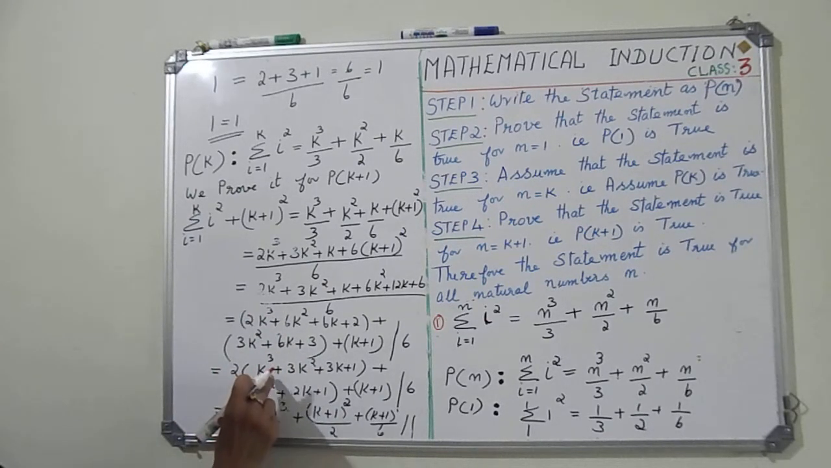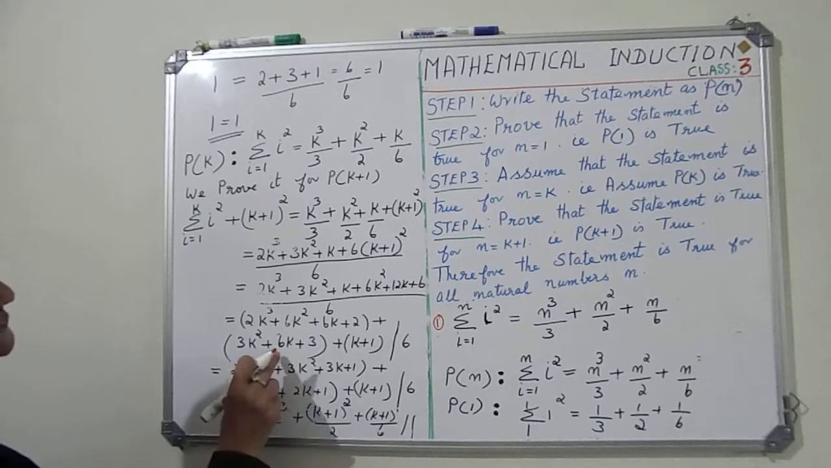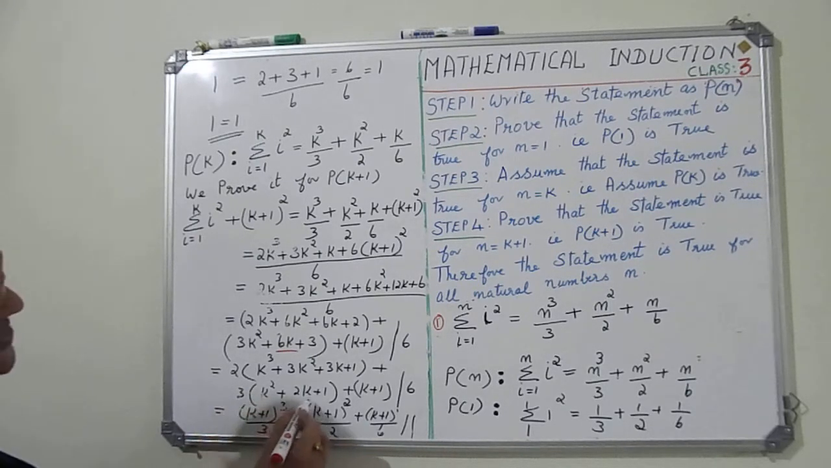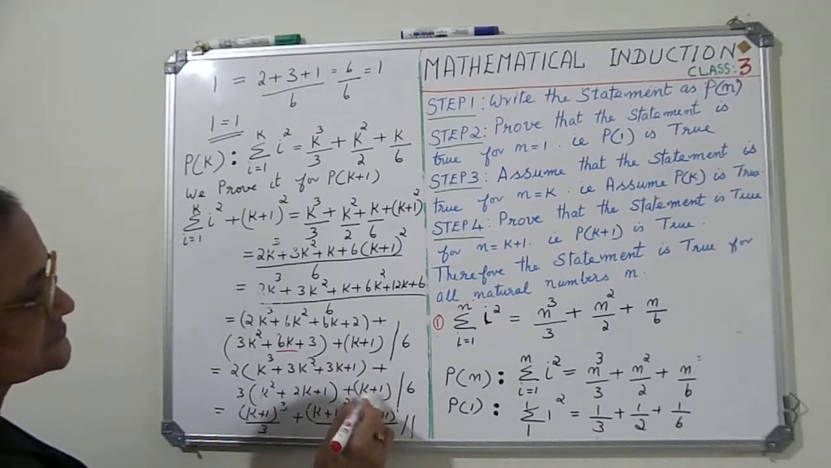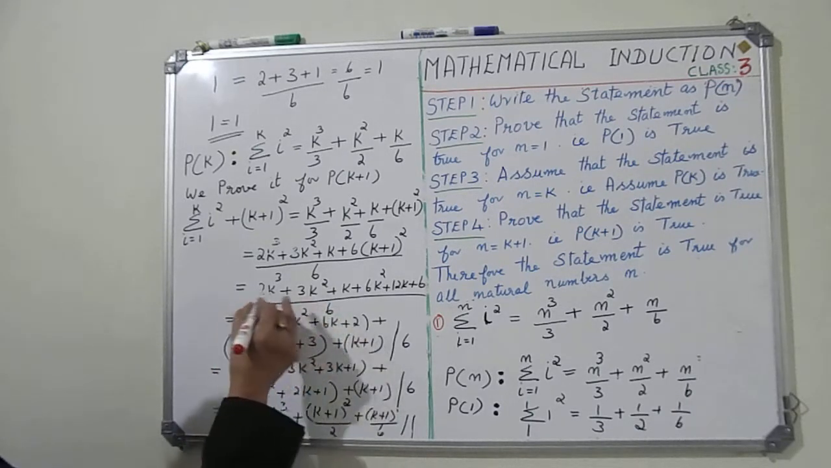2 times k cube plus 3k square plus 3k plus 1, plus in the second term here, 3 is the common factor. I am taking 3 outside: 3 times k square plus 2k plus 1, plus the remaining terms, k plus 1 upon 6. You may verify. When you add all these things, you are getting this term.